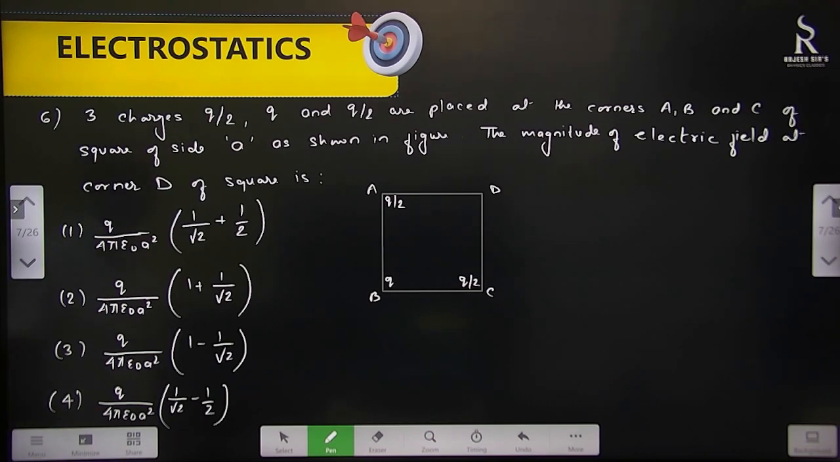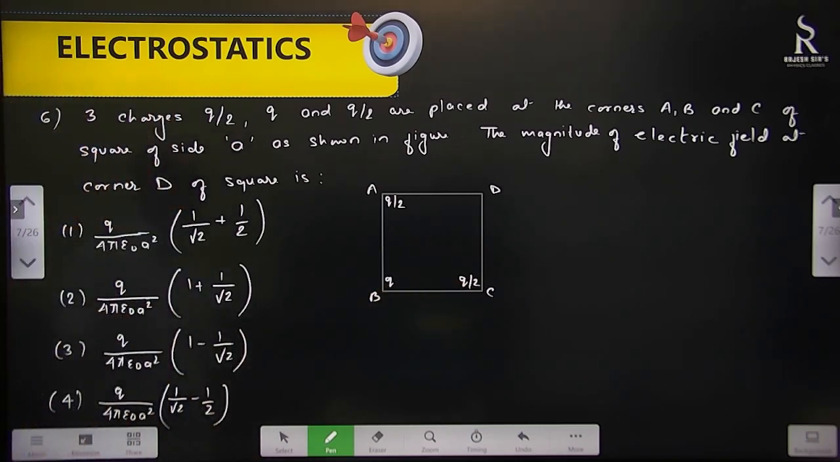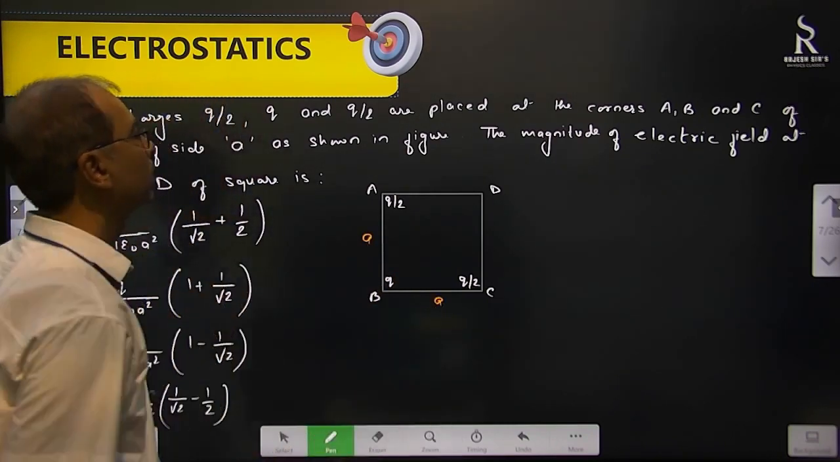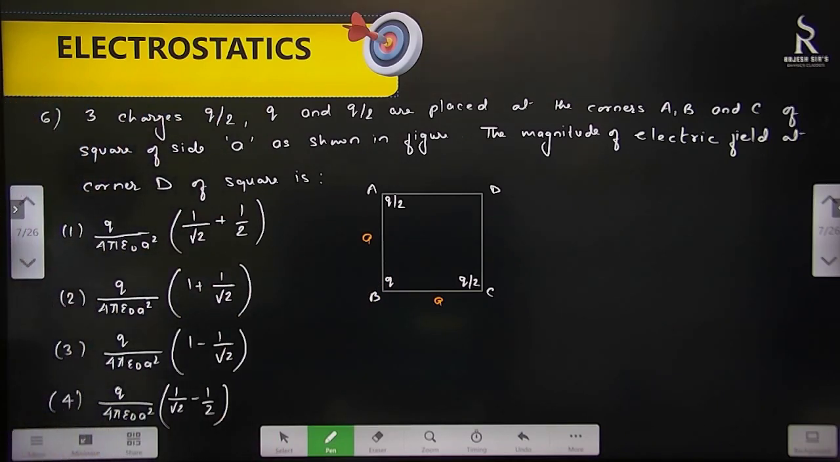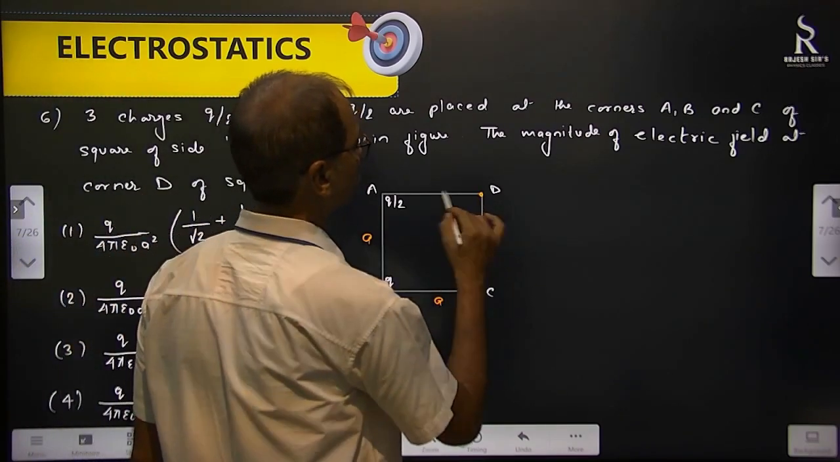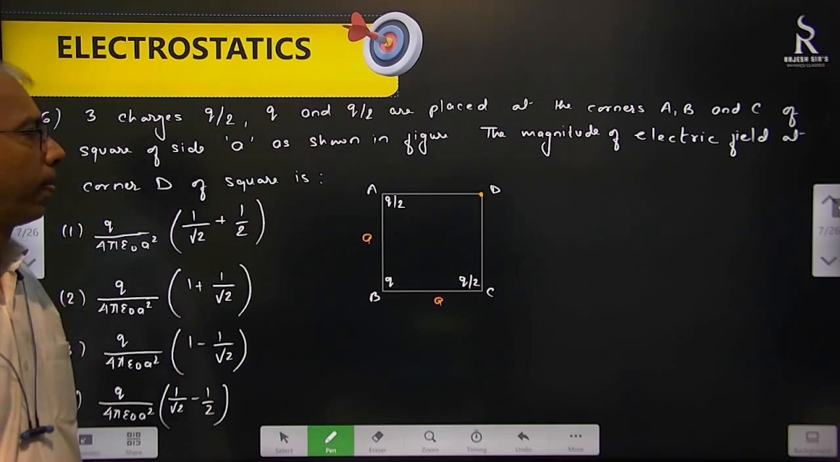Okay, see what this is. 3 charges q by 2, q and q by 2 are placed at the corners A, B and C of a square of side A. So this is side A, this is also side A. As shown in the figure, find the magnitude of the electric field at corner D of the square. So here you want the electric field strength at point D.